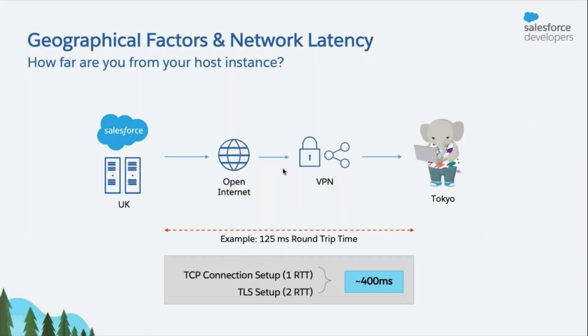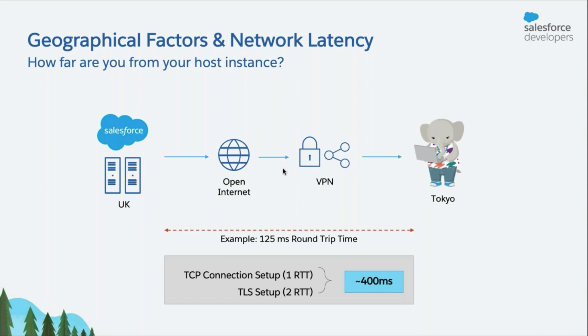So I think we have established that whenever a Lightning page is loading, there are multiple requests that are sent. But how long a request takes is dependent on how far you are from your host instance. So let's say the Salesforce data center that your data is hosted on is in the UK, and you're trying to access the data from Tokyo. What happens is your data travels all the way through the open internet, and if you have VPN or private networks, it travels through all of that, and it finally comes to you. So there is a certain bit of latency associated with it. We call this the round trip time.